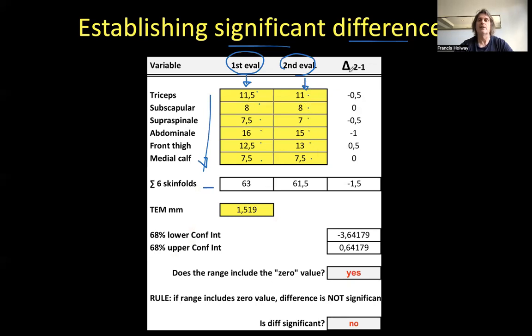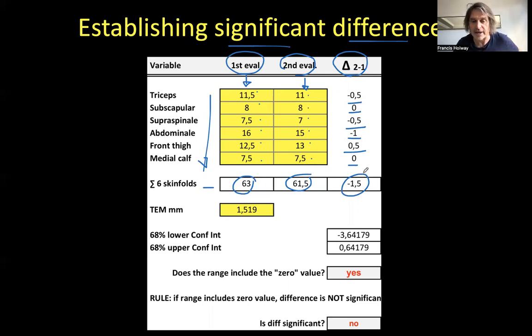And here you can see the delta, the difference. For example, in triceps, there's 0.5 millimeter less. In subscapular, there's no difference. In supraspinal, 0.5 millimeter less. In abdominal, 1 millimeter less. In front thigh, you have 0.5 millimeter more. And calf, nothing. So you had 63 millimeters in the sum of 6. Now you have 61.5. They've lost 1.5 millimeters for the sum of 6.